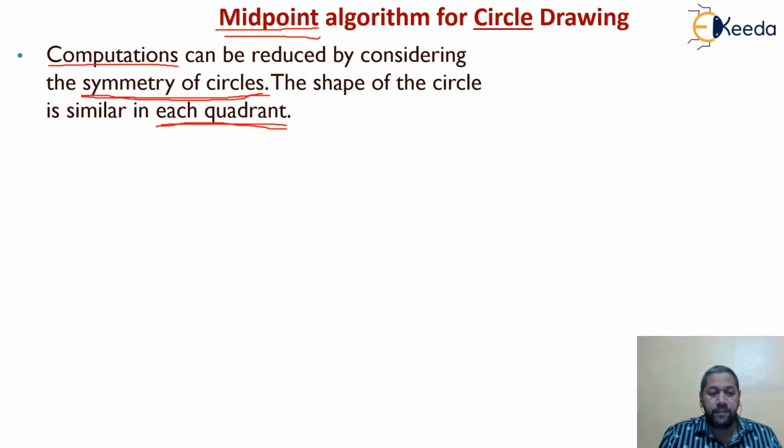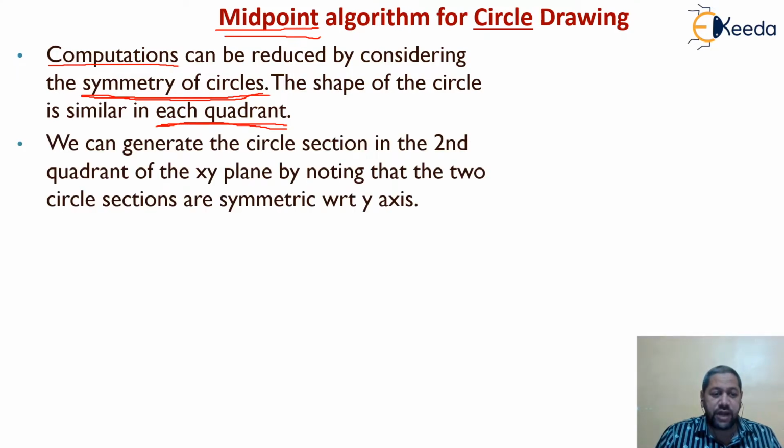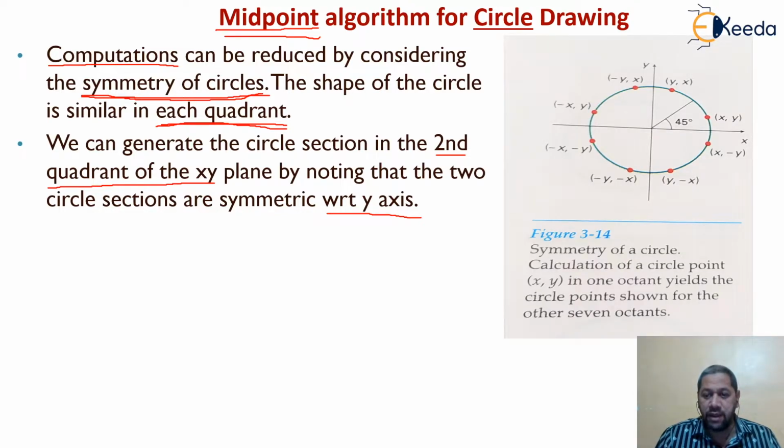We can generate the circle section in the second quadrant of the xy plane by noting that the two circle sections are symmetric with respect to the y-axis. Now to consider this, I think we should see this diagram. I want everyone to look at the diagram to understand the symmetry of a circle, where calculation of a circle point x and y is one option.